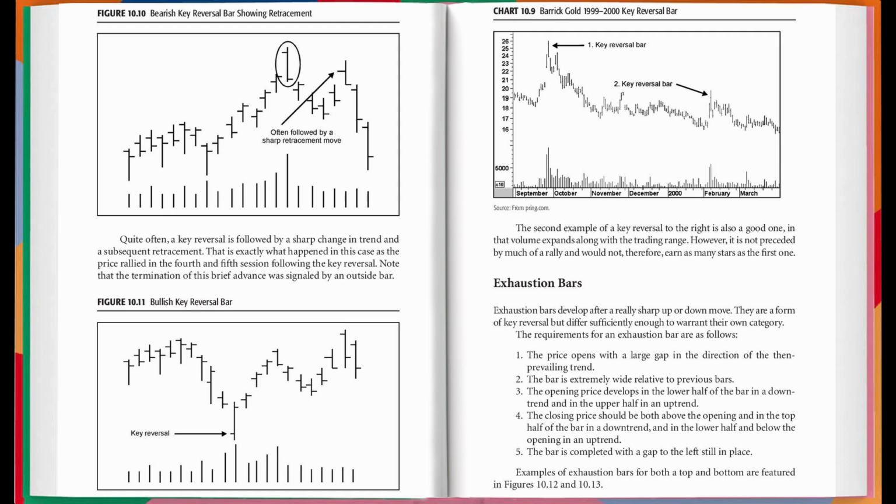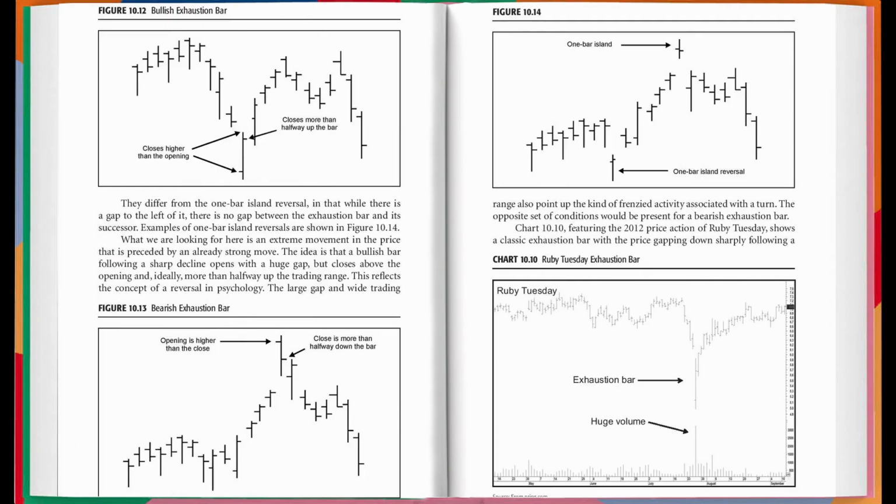3. The opening price develops in the lower half of the bar in a downtrend and in the upper half in an uptrend. 4. The closing price should be both above the opening and in the top half of the bar in a downtrend, and in the lower half and below the opening in an uptrend. 5. The bar is completed with a gap to the left still in place. Examples of exhaustion bars for both the top and bottom are featured in figures 10.12 and 10.13.